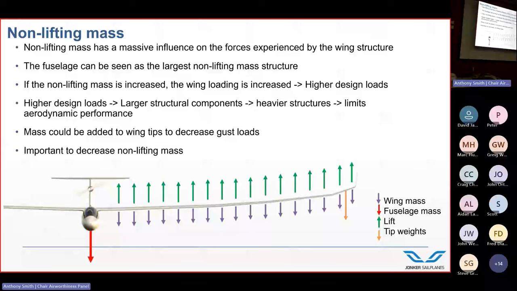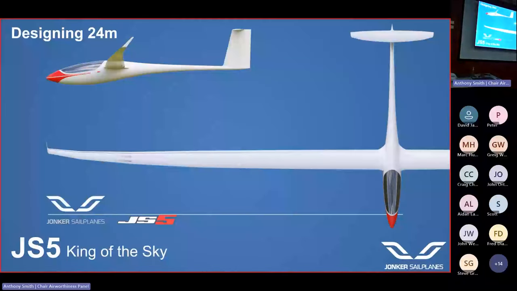All right, so we can add mass to the wingtips to decrease the gust load. And this is what we sometimes do. I think you see in our race aircraft, we have a little bit of weight in it to compensate for the batteries in the fuselage. And this is a trick that you get away with. What do you do? You make the whole aircraft heavier, not smart. But it works.